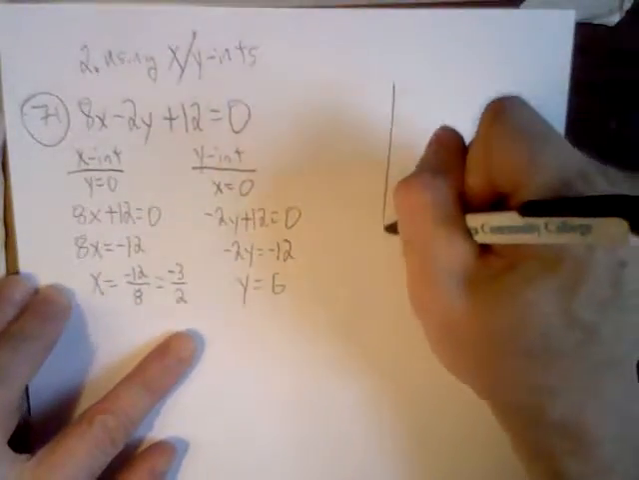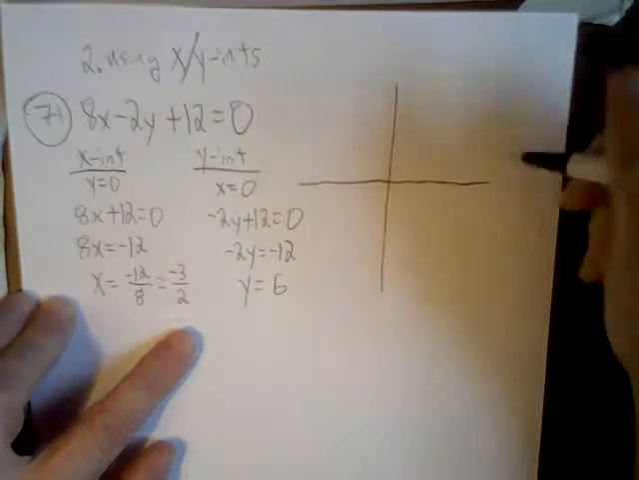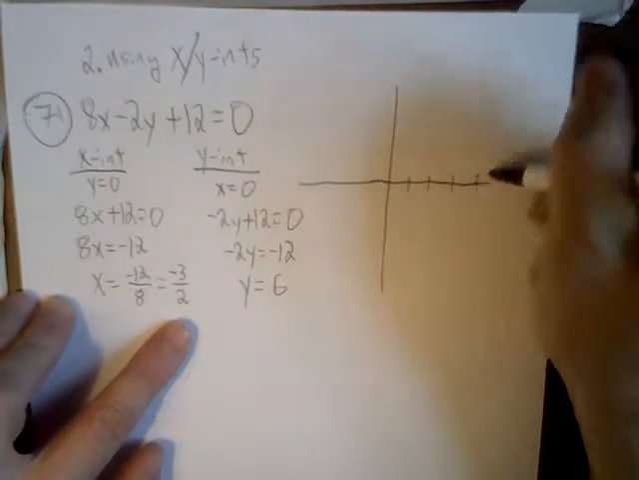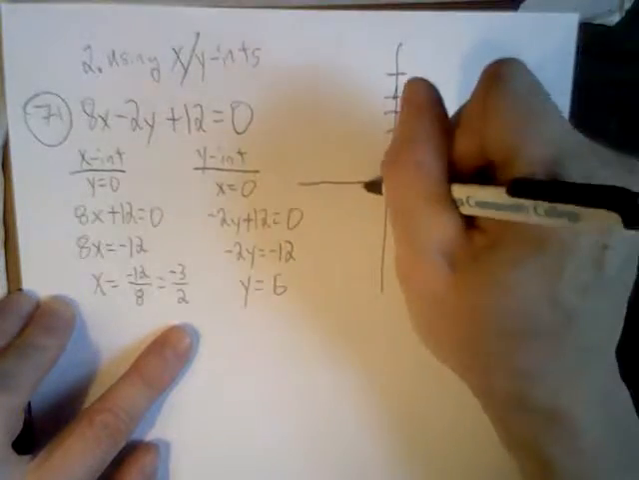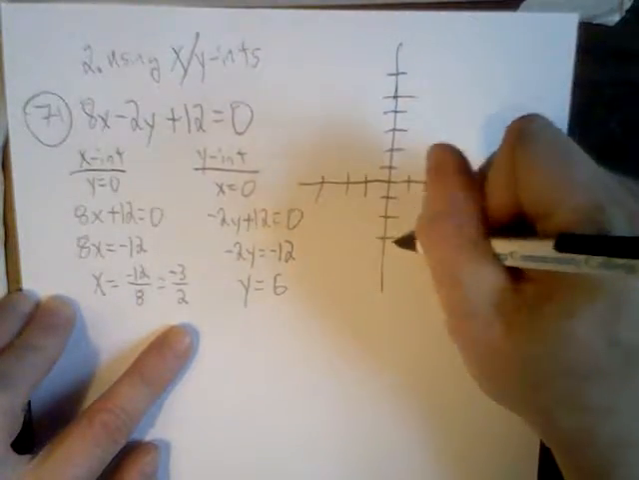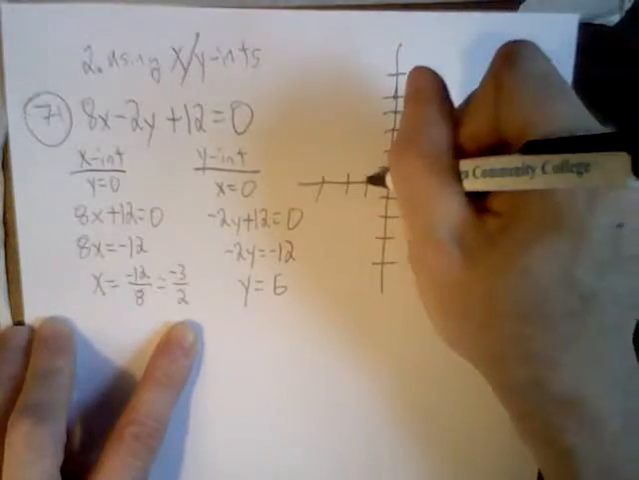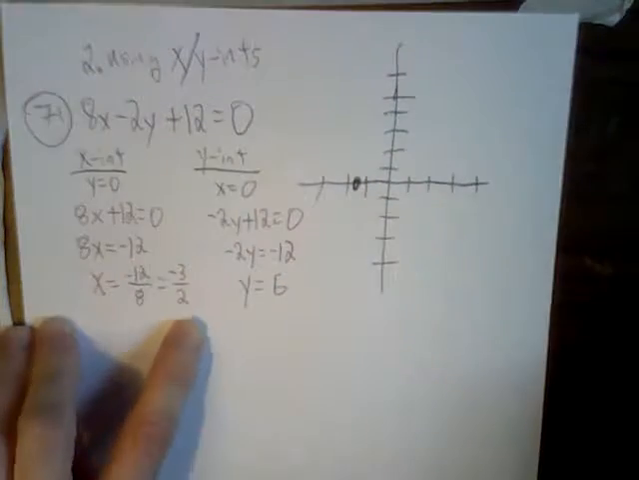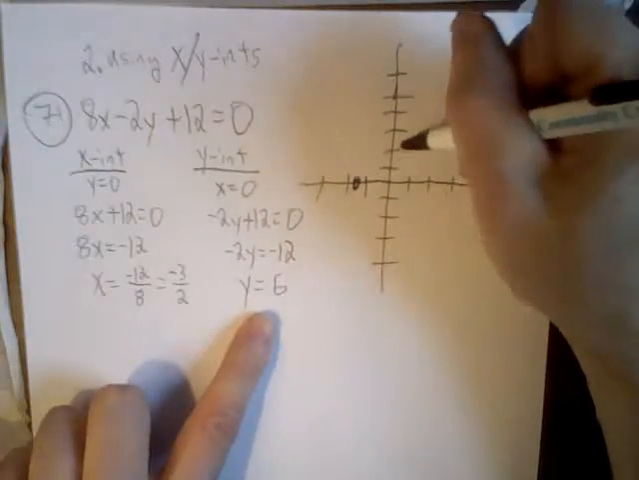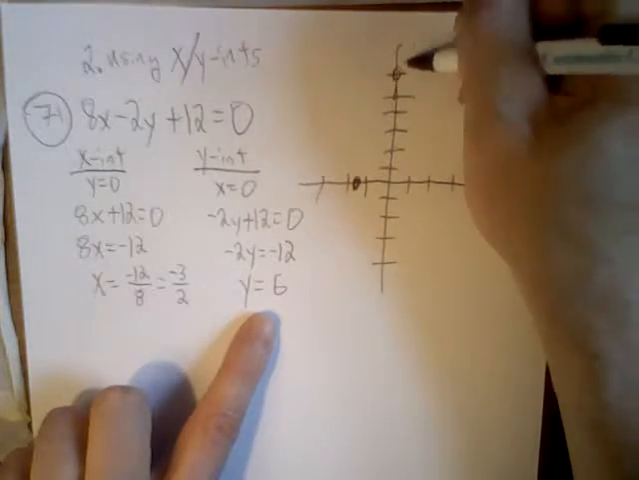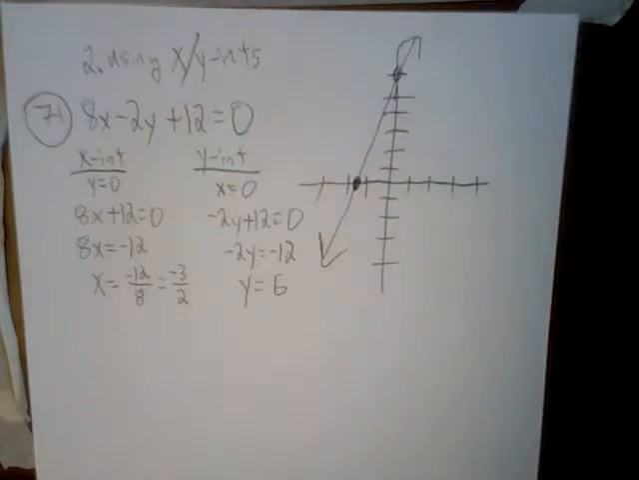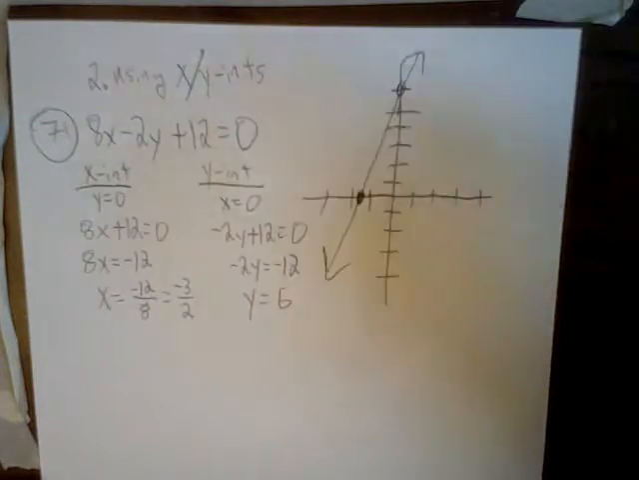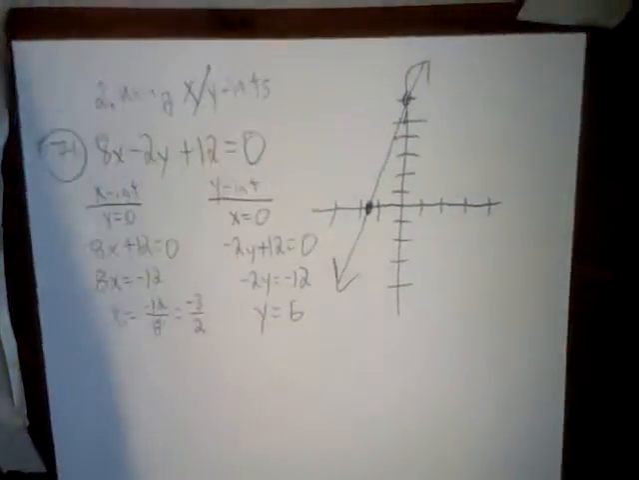So you basically have your 2 points, and you come over here and graph them. 2, 3, 4. I guess I gotta go up to 6. Negative 3/2, negative 1.5 is right there. 6, 1, 2, 3, 4, 5, 6 is right here. Connect your dots, and it's good to go. Okay? So that pretty much does this for linear functions and slope.